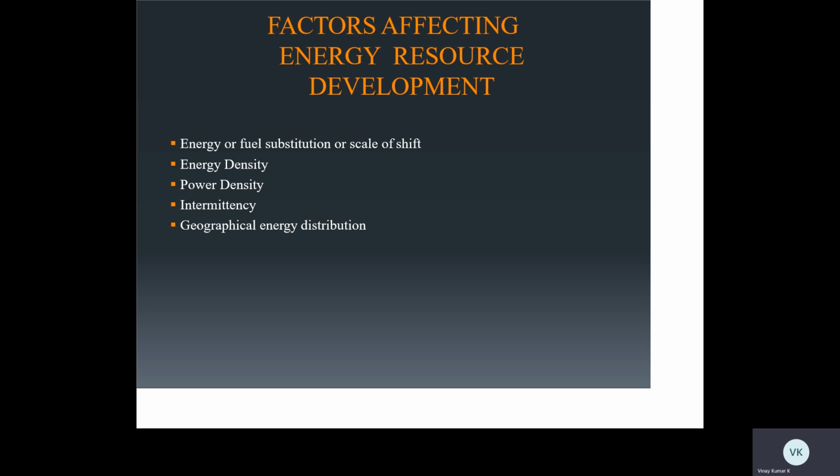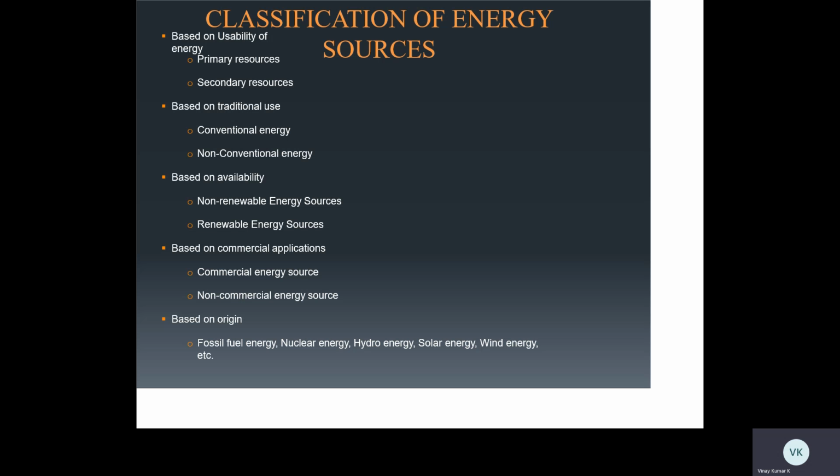The next point is, what are the main classifications of energy resources? Based on certain factors we can classify the energy sources. Mainly, based upon the usability of energy, there are primary resources and secondary resources. Next, based on the traditional use, there are conventional energy resources and non-conventional energy resources. And next, based on the availability of resources, there are non-renewable energy sources and renewable energy sources.